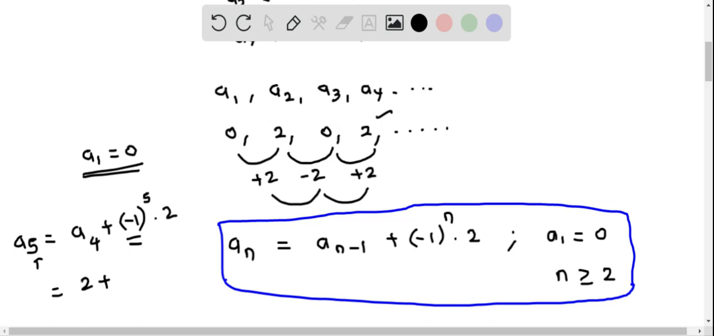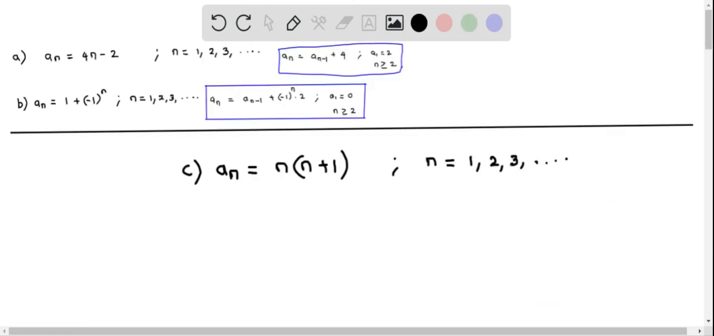It's an odd power, so it is negative 1 times 2. So this basically gives, positive times negative is negative, 2 minus 2 equals 0. In fact, we know that according to this pattern, the next number has to be 0 here. So this formula is good, and this is the recursive definition for the given sequence.